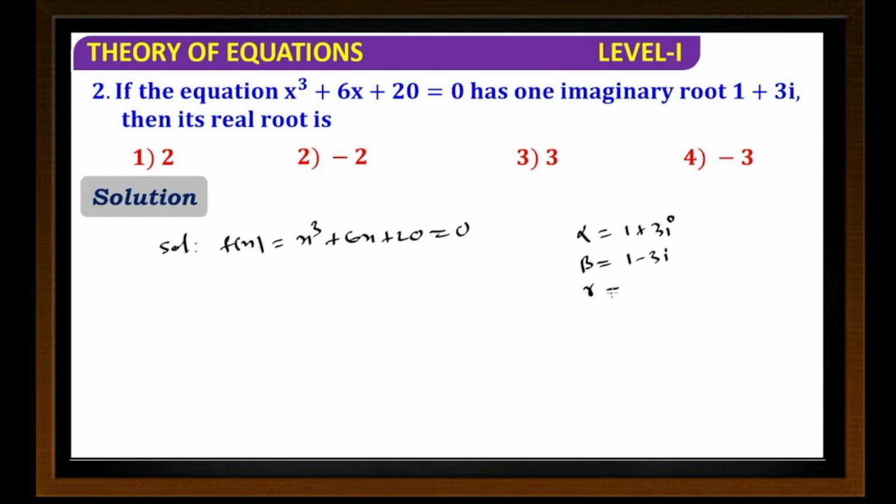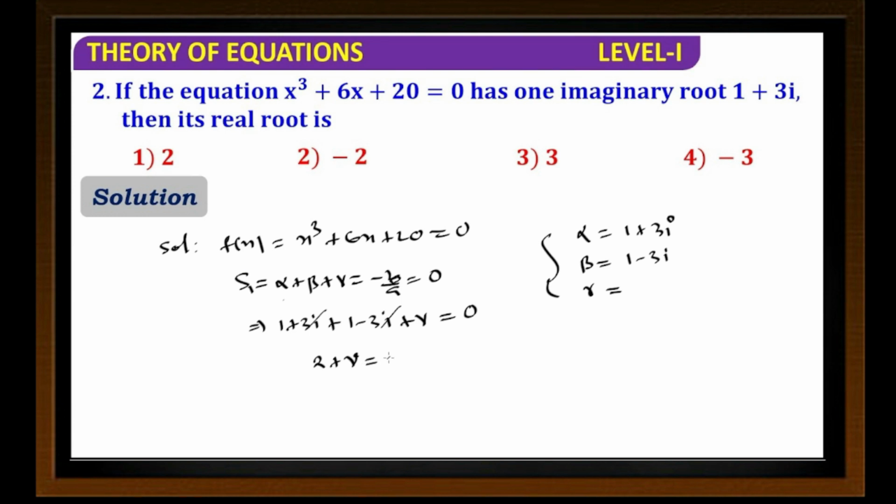Okay, now we have three roots. We know that, what about S1? S1 means sum of the roots alpha plus beta plus gamma, that is minus b by a. But in the given question, x square coefficient is 0, so minus b by a is 0. So alpha, that is 1 plus 3i, plus beta, that is 1 minus 3i, plus our gamma equals 0. So minus 3i plus 3i get cancelled. 1 plus 1 is 2, plus gamma equals 0. Therefore gamma equals minus 2.